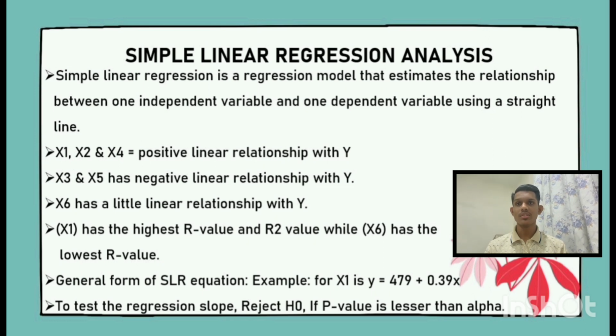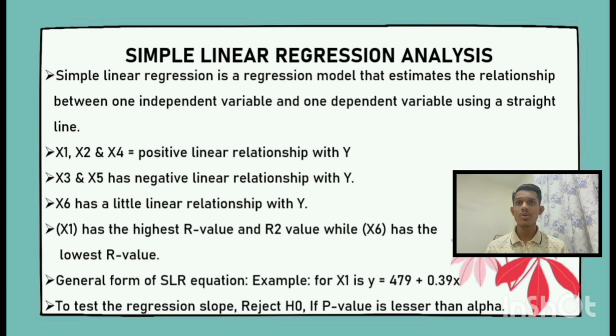Simple linear regression is a regression model that estimates the relationship between one independent variable and one dependent variable using a straight line. According to our scatter plot, x1, x2 and x4 have a positive linear relationship with y. x3 and x5 have a negative linear relationship with y, whereas x6 has little linear relationship with y.